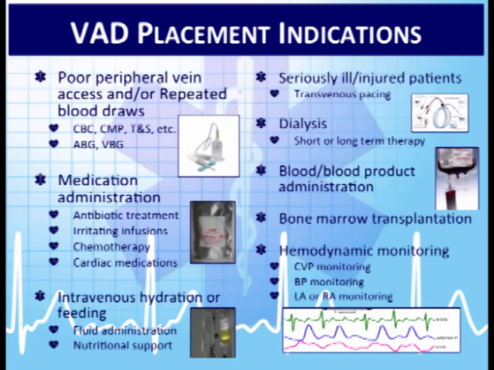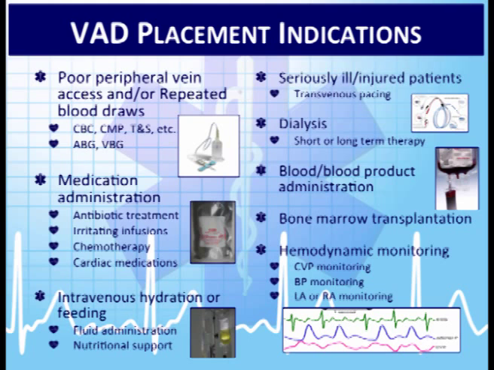Blood product administration might be another reason. If you think about patients that have really severe sickle cell, that require blood transfusions on a regular basis, they might end up with a central line. Bone marrow transplants.